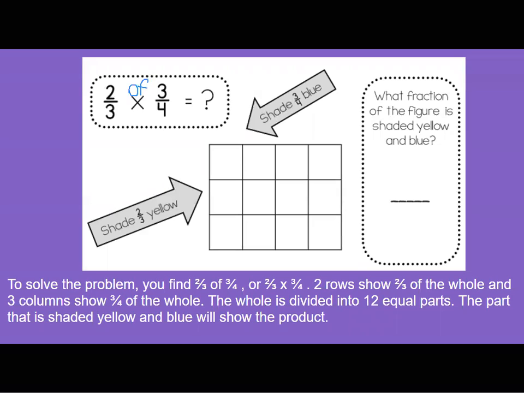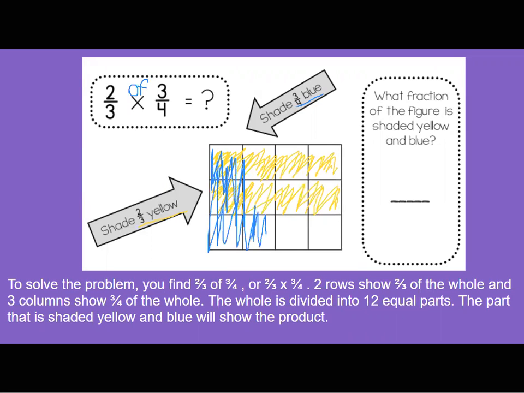So we're going to do yellow first, and we're going to shade 2/3 yellow. We need to make sure that we shade 2 out of these 3 rows to represent 2/3. There's 1/3, and then our second row gives us 2/3. All right, so now we're going to shade the blue, and we need to shade 3/4 blue. One column would be 1/4. Then there's 2/4 and 3/4.